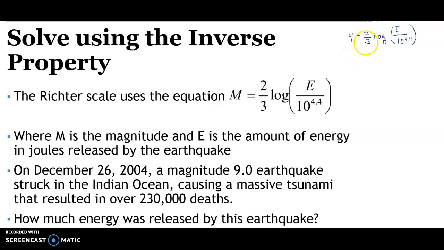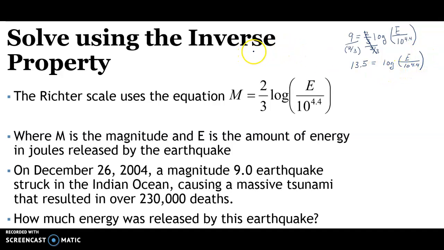First thing I want to do in solving is get this 2/3 to the other side of my equation. So I'm going to divide by 2/3 on both sides, and I'm dividing because this was multiplication. It would also be okay to multiply by the inverse, which would be 3/2, and that would work as well. These guys cancel. Doing this on my calculator, make sure you put parentheses around that. So 9 divided by 2/3 comes out to be 13.5. And that's equal to the log of E over 10 to the 4.4.